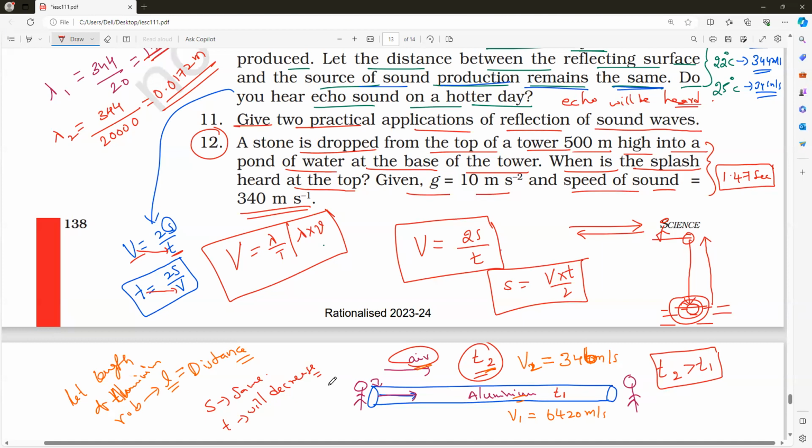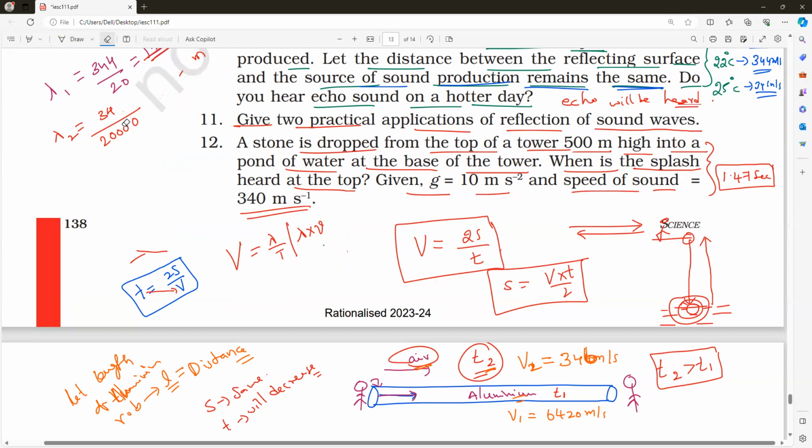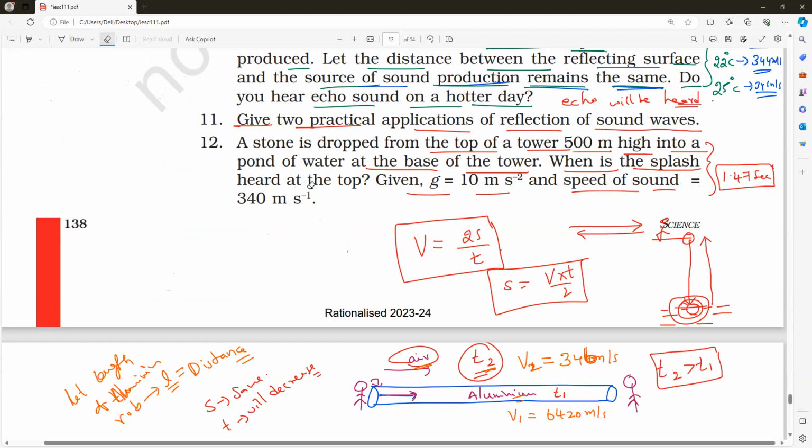But of course, we'll solve it once again. A stone is dropped from the top of a tower 500 meters high into a pond of water at the base of the tower. Start solving now, everybody. So what is the first formula? Which equation will we use, guys? Distance we know. Initial velocity: freely falling means the initial velocity is zero. So that is what you have to remember.